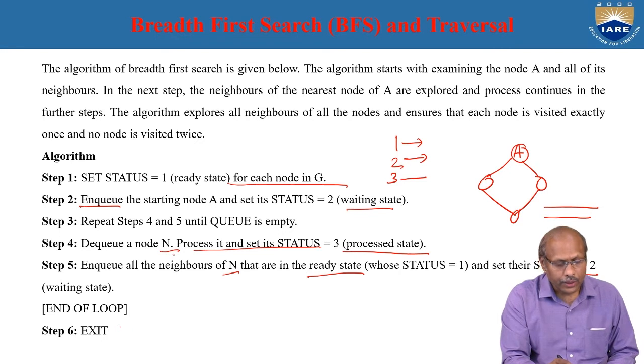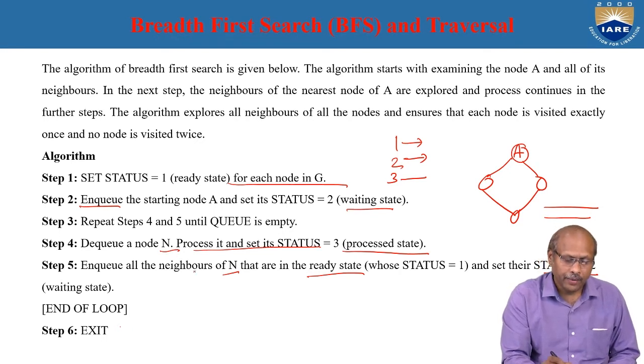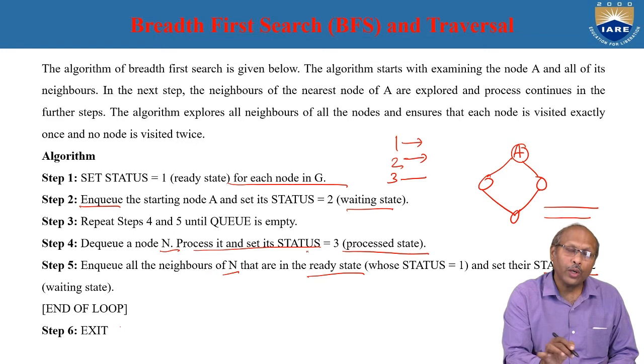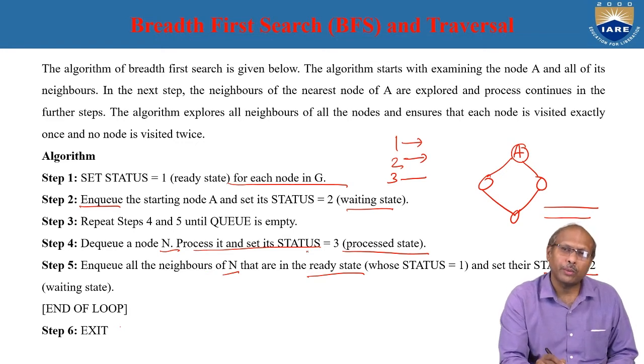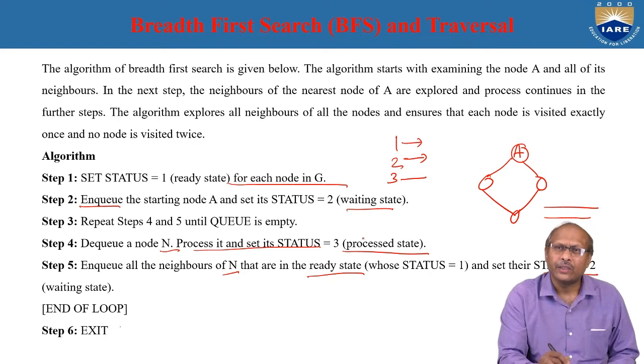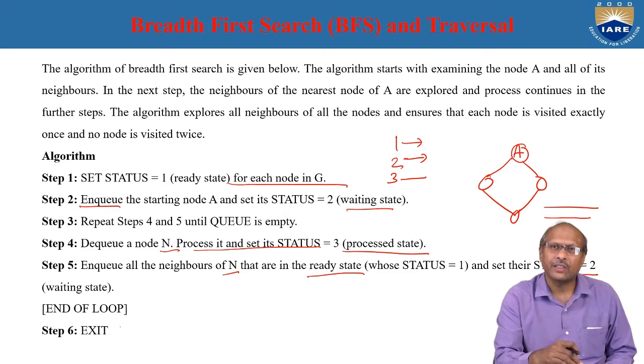Then dequeue the node n and process it. After processing, change the status to 3. After processing, again enqueue all its neighbor nodes, whichever nodes are the neighbors of the node n. So first insert it, then process it, then change the status. It has to continue till all the nodes are visited.